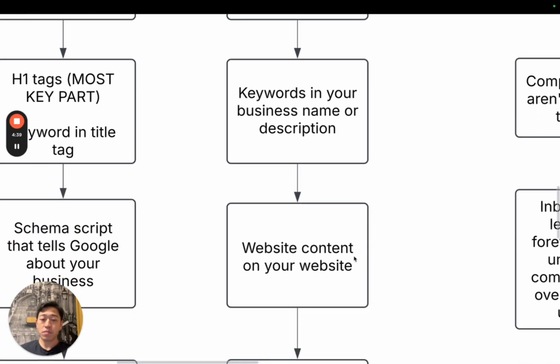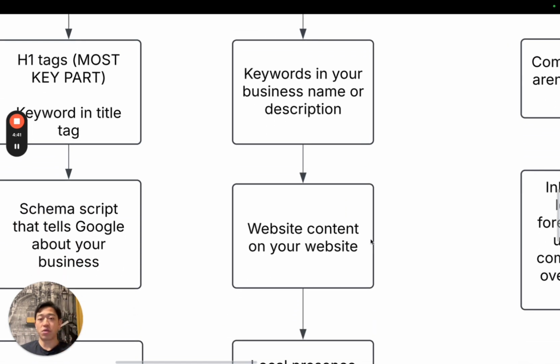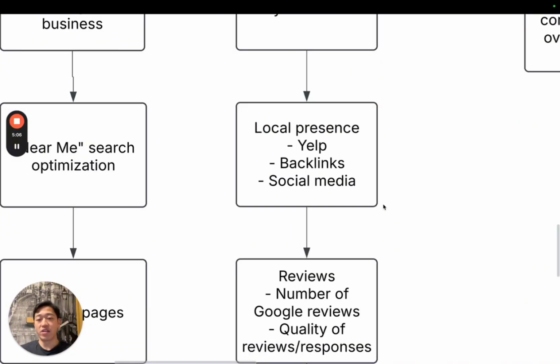After that, Google also determines ranking based on the website content on your website. So Google will scrape through all of your pages and see what type of services you offer. And if it doesn't give much detail or doesn't have any reviews, Google is going to penalize you for that and you won't rank as high. And the next thing is local presence.